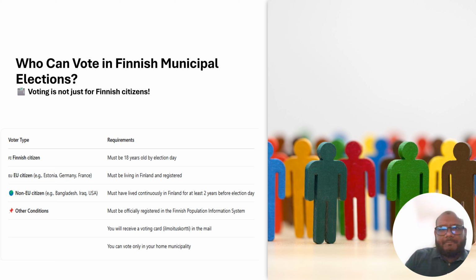There are some other conditions, like you must be officially registered in the Finnish population information system, and before the election you will receive a voting card by post. And the last and most important: you can vote only in your home municipality. If you are living in Helsinki, you can vote for any candidate in Helsinki, not in Espoo, Vantaa, or any other municipality.